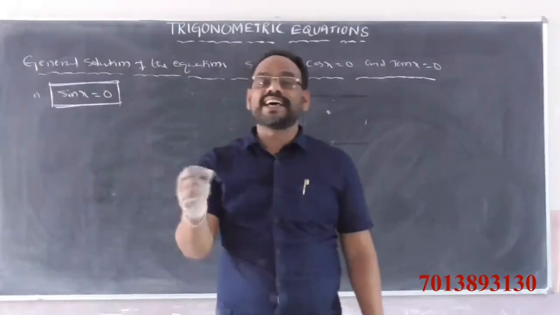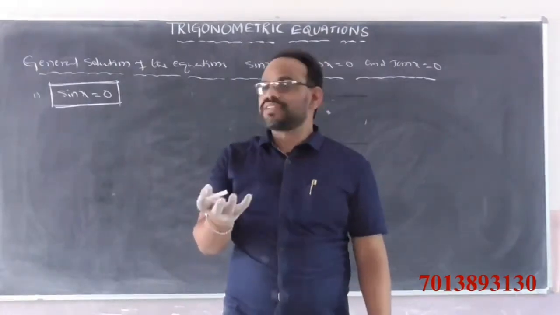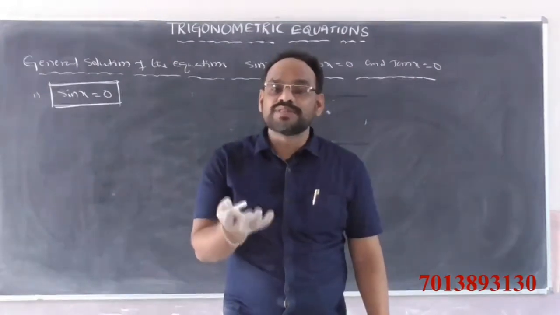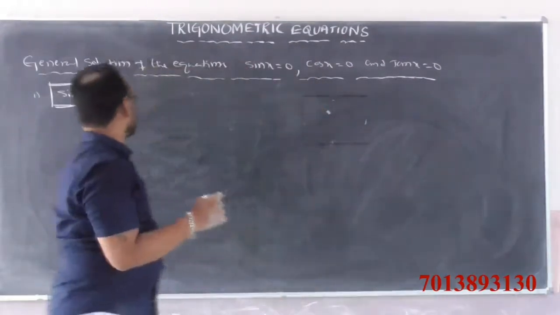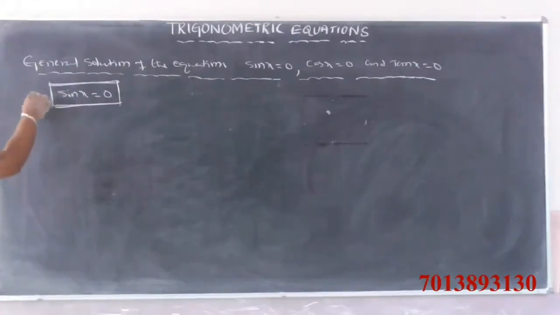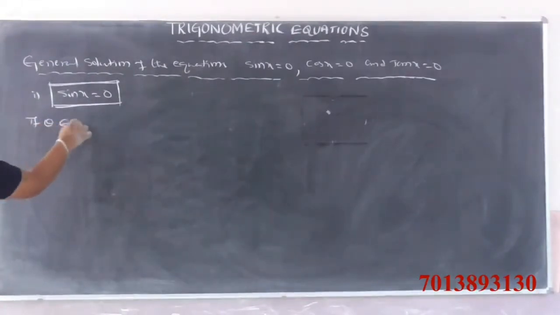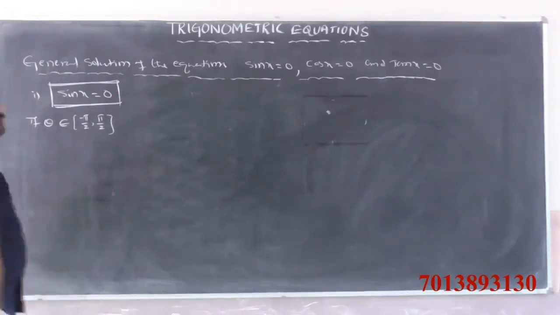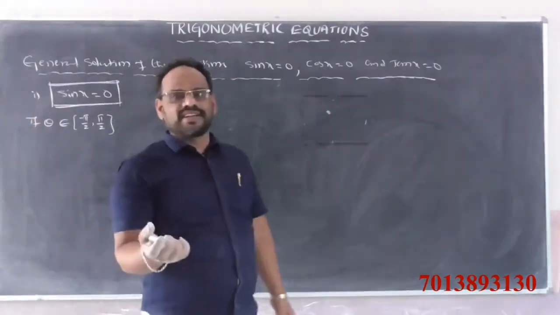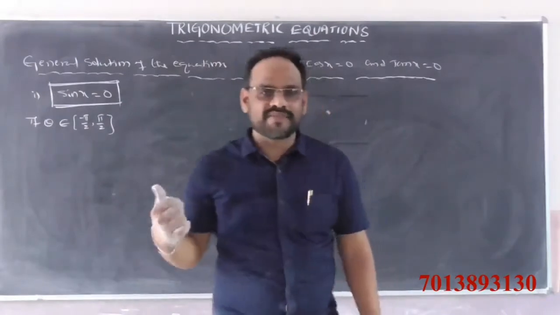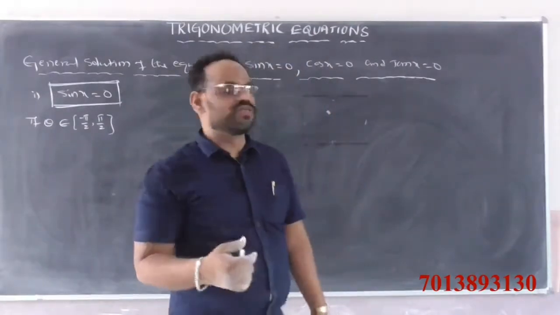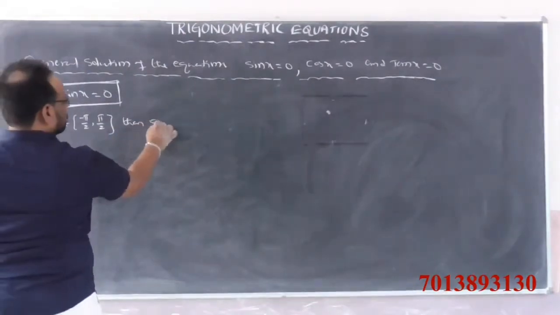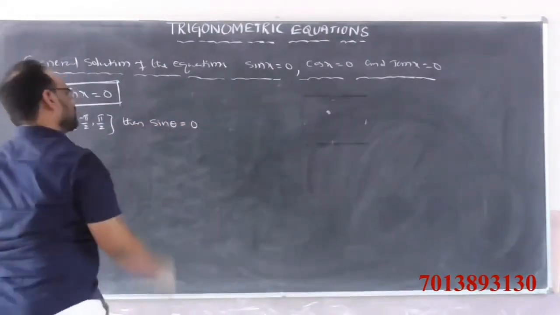Already we know that when we say theta is a principal solution, it means theta belongs to the closed interval minus pi by 2 to plus pi by 2. If theta belongs to the closed interval minus pi by 2 to plus pi by 2, then only we say that theta is a principal solution of the given trigonometric equation. Then sin theta equals 0.